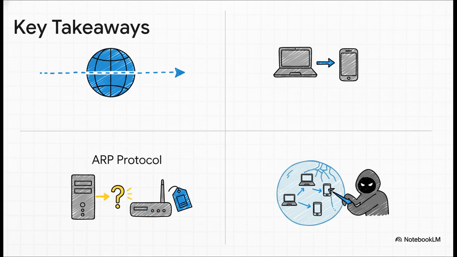So let's just boil this all down. What are the key takeaways? First, IP addresses are for the big picture, the final global destination. Second, MAC addresses are for right here, right now, the immediate next hop. Third, that little ARP protocol is the local directory that connects the two. And finally, this whole system is incredibly efficient, but its foundation of trust is also its greatest weakness.